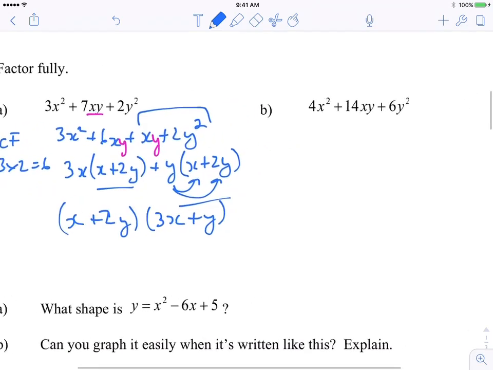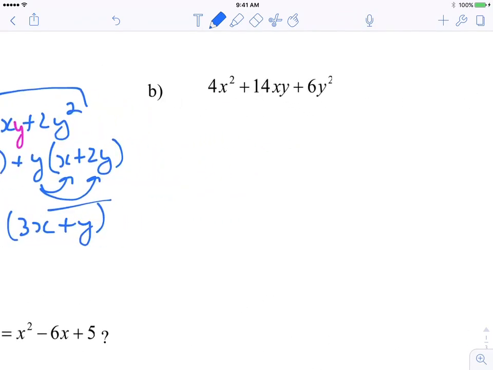The next example is a little bit different. There is a GCF here. So here the GCF is 2. So let's remove the GCF. 2 times 2x squared plus 7xy plus 3y squared.